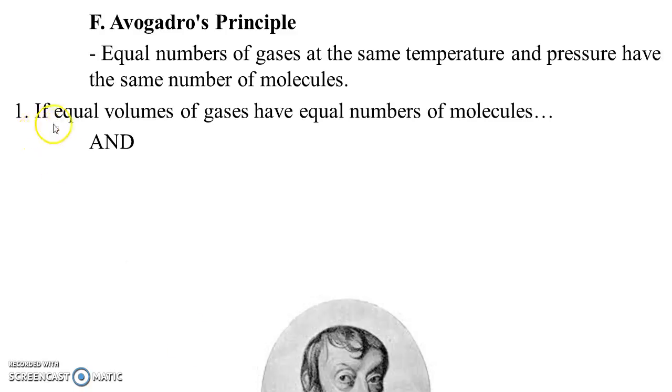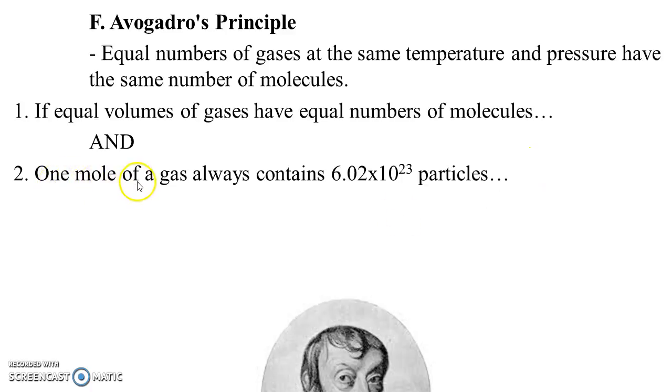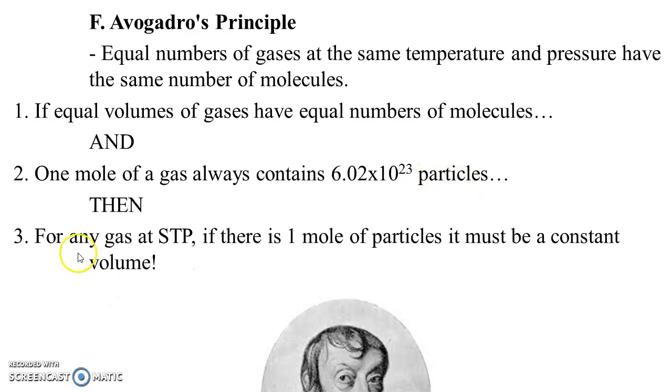If equal volumes of gas have an equal number of particles or molecules, and 1 mole of a gas contains 6.02 times 10 to the 23rd particles, then for any gas at STP, which means standard temperature and pressure, so there's a standard temperature and pressure he measured things at, if there is 1 mole of particles, it must be a constant volume.